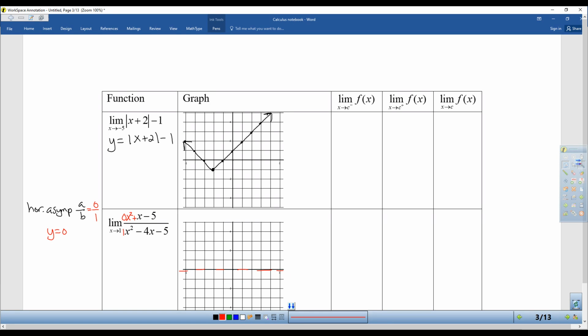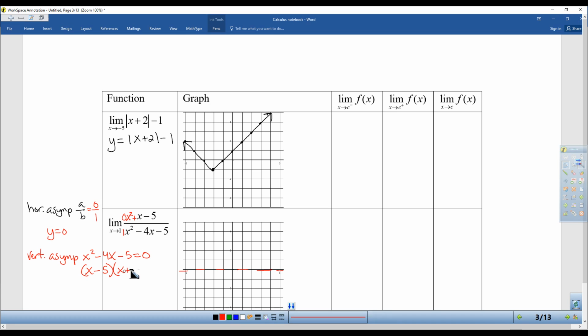Some kids choose to just memorize that whenever the power of the numerator is less than the power of the denominator, it's always going to be y is equal to 0. But other students really like to always compare A and B, which you can always do it that way. To find the vertical asymptotes, remember that we're going to set the denominator equal to 0. So that would be x squared minus 4x minus 5 is equal to 0. Don't forget that whenever you see an x squared in an equation, set it equal to 0 and factor. So I'm going to factor this.